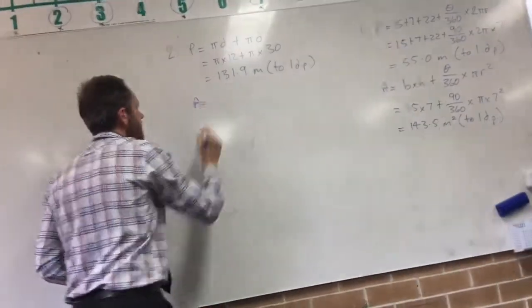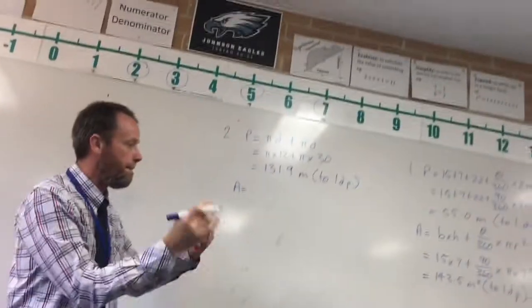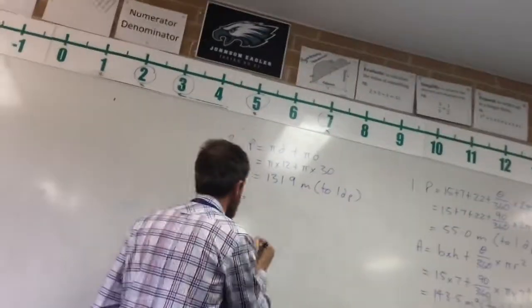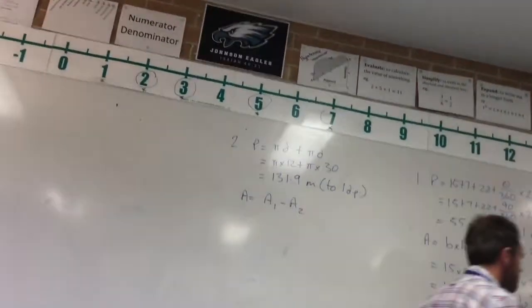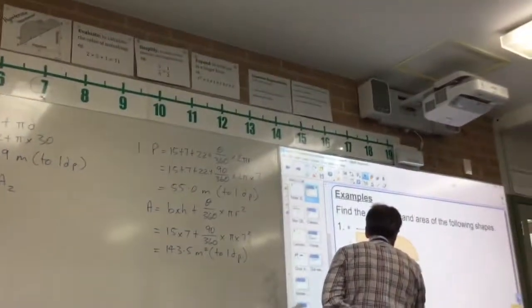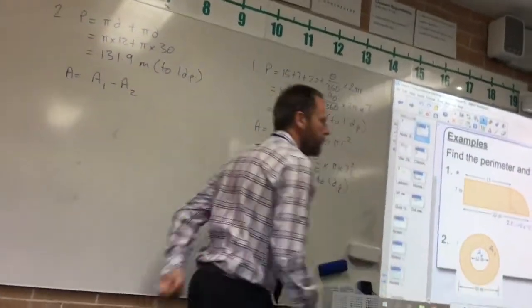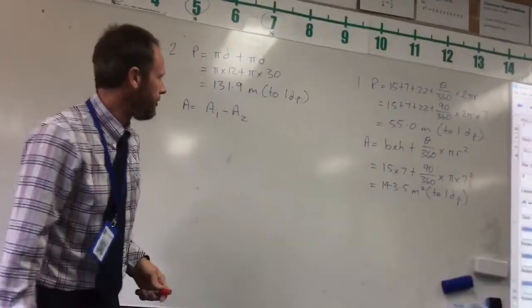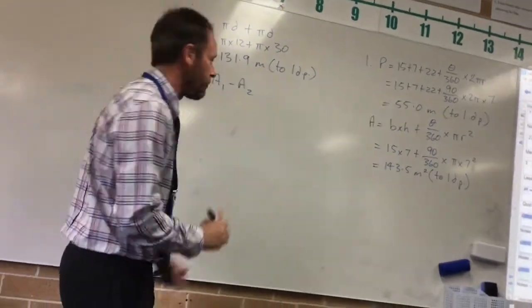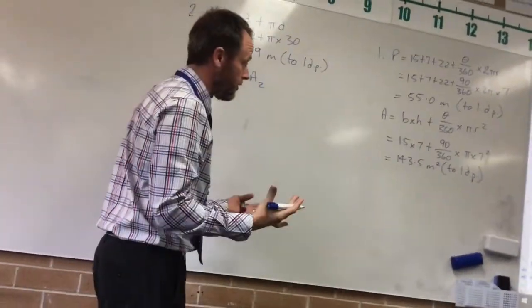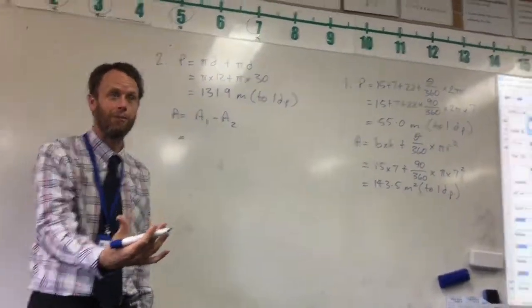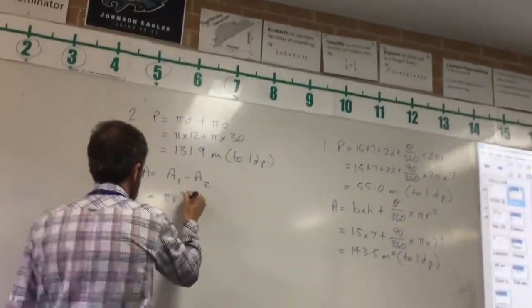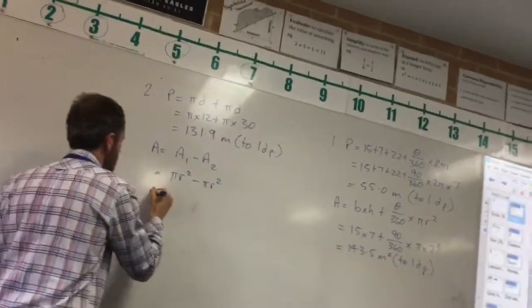For the area, I'm going to do the area of the outside one minus the area of the inside one. So even if I was to write, I could write it up like this, A1 minus A2, where this is A1 and this is A2. The thing I need to be careful with here, both of them are given as diameters. I need to work out my radius. So my bigger circle, 30 is the diameter, that makes the radius, what's half of 30? 15. So we're going to have pi r squared minus pi r squared in both cases.